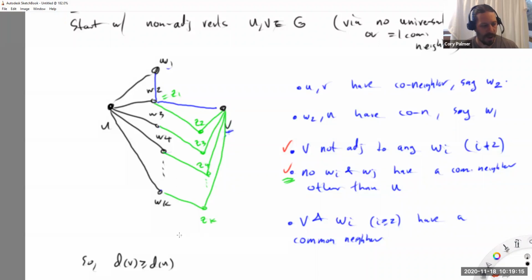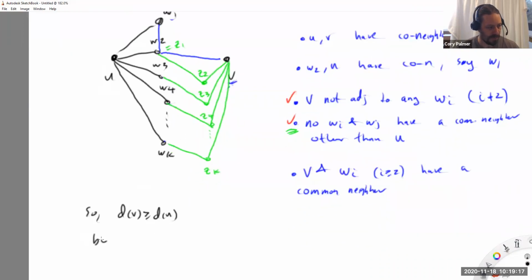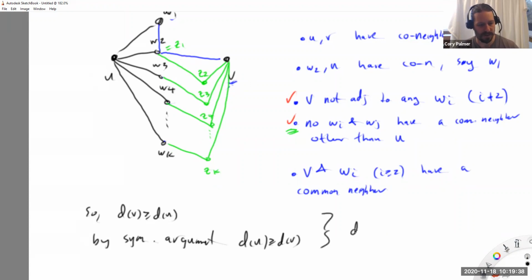But by symmetry, it's a symmetric argument, we can argue the same thing, that D of U is greater than or equal to D of V. Just repeat the argument, start with V and its neighbors, and then produce neighbors of U in the exact way that we produced the neighbors of V, which would give us that DU is greater than or equal to DV. So these two things together say that DU equals DV. What does this mean? It means that if I grab a vertex U, everything that's not adjacent to U has the same degree as U. V is arbitrary.